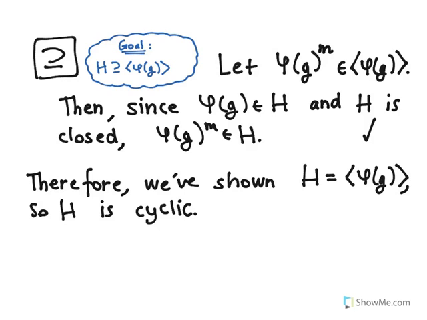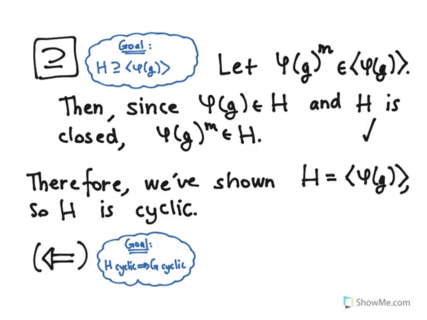So we've proved both inclusions. That means we've successfully shown that H is equal to the subgroup generated by phi of g. That means we've successfully shown that H is cyclic. So what have we done? We supposed G was cyclic, and we proved that H is cyclic. And that covers that implication of our if and only if statement.